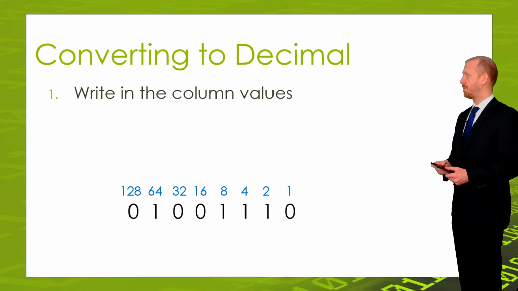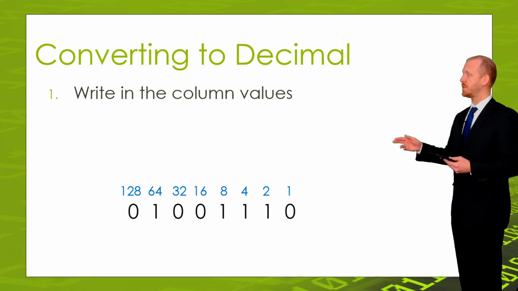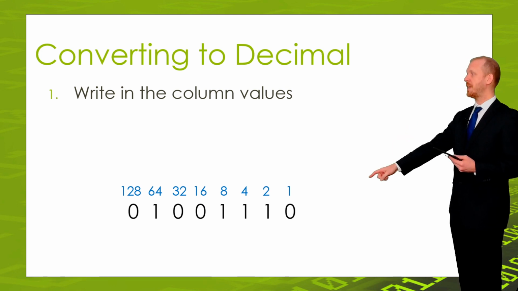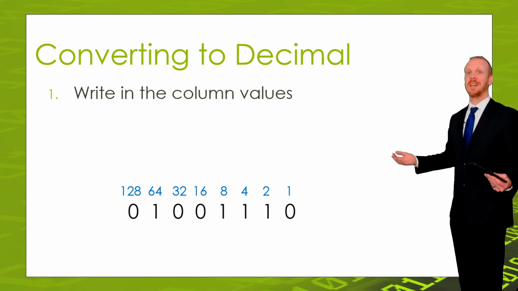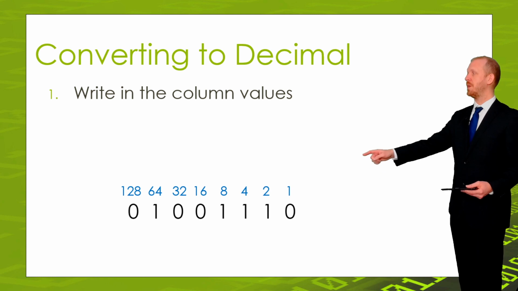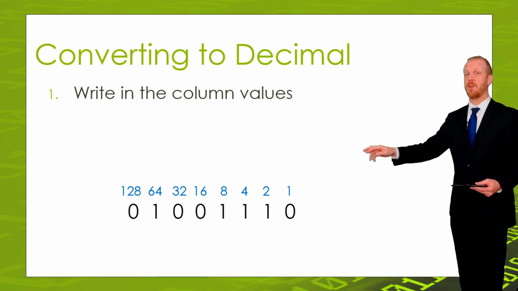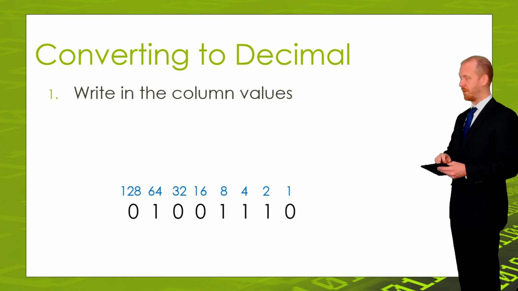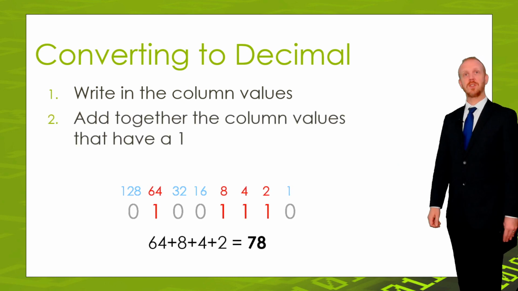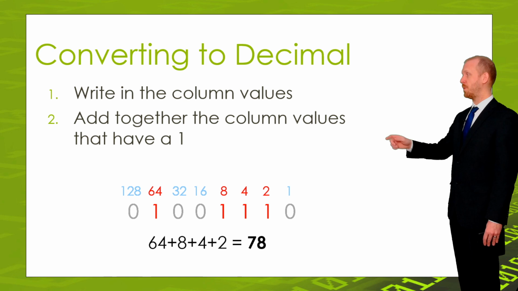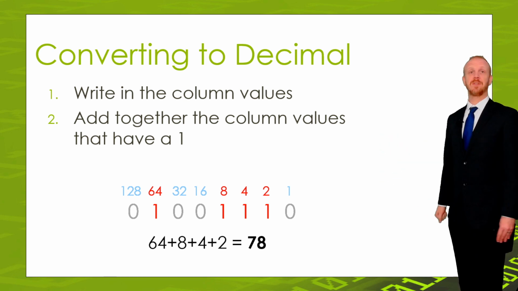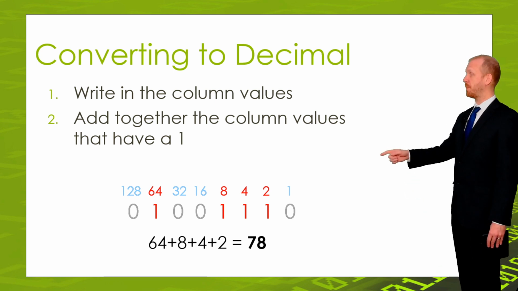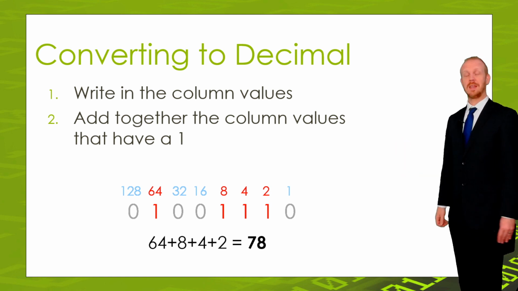Now with those filled in, I'm going to look at which ones have a 1 below it, because this is telling us, for example, that there are 0 1s. Okay, so we don't care about 1s, there aren't any of them, but there is 1 2, and there is 1 4, and there is 1 8. There are no 16s, so anything with a 0 we can get rid of. So we highlight just the ones that have a 1 below, which is 64, 8, 4 and 2. We then add those all together, and that gives us the denary equivalent. So that binary number is 78, because 64 plus 8 plus 4 plus 2 is 78.